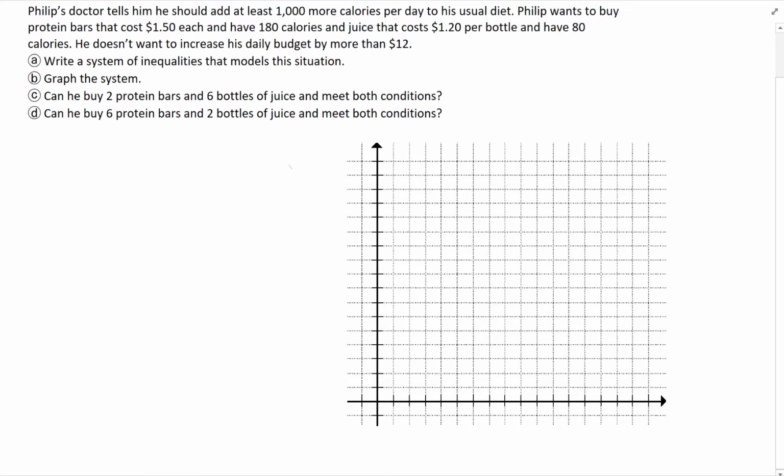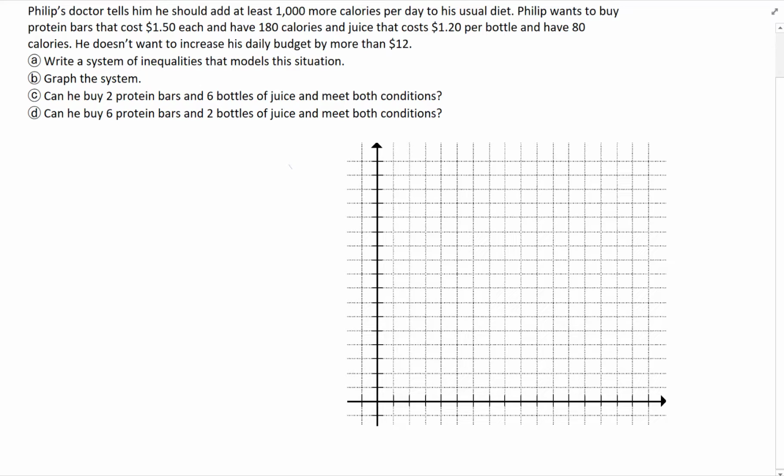Philip's doctor tells him he should add at least 1,000 more calories per day to his usual diet. Philip wants to buy protein bars that cost $1.50 each and have 180 calories, and juice that costs $1.20 per bottle and has 80 calories. He doesn't want to increase his daily budget by more than $12. We're asked to write a system of inequalities that models the situation, graph the system, and then answer a couple other questions.